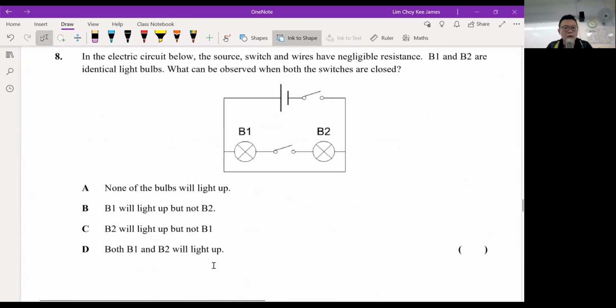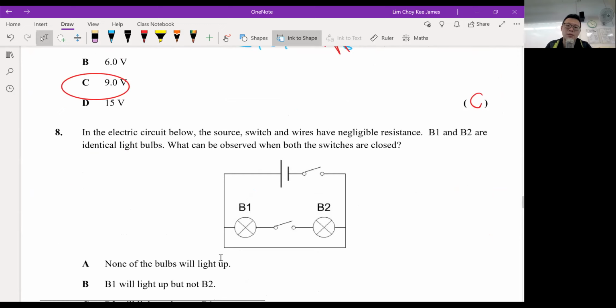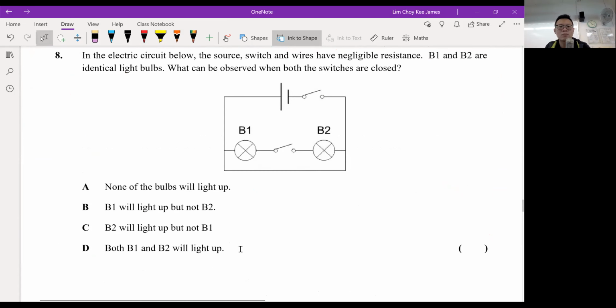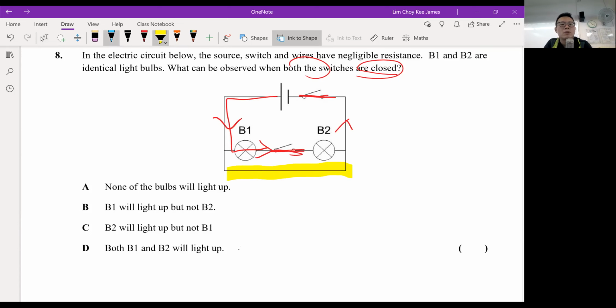Now question 8. Question 8, I would say it's an interesting question. The question says that B1 and B2 are identical bulbs. So what happens when both switches are closed? By right, it looks like the current is going this way, just a simple current. But take note, this is not the case because you have a wire here. This wire is what we call a perfect wire with minimum resistance, or R equal to 0 ohms.